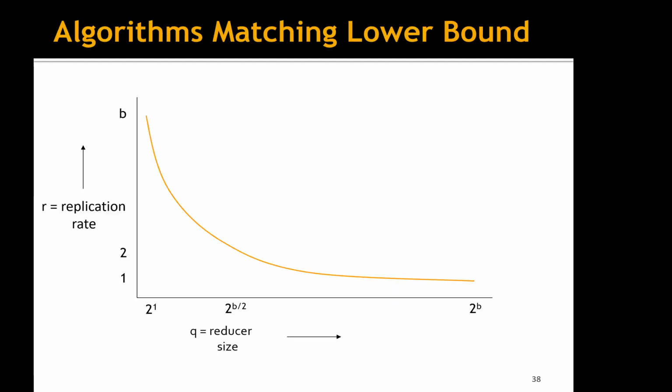So here's the lower bound. Well, the first algorithm I gave you, we have one reducer for each input that has a replication rate of b, and 2 to the first power, or 2, as q, and then the trivial serial algorithm has q is 2 to the b and replication rate of 1.